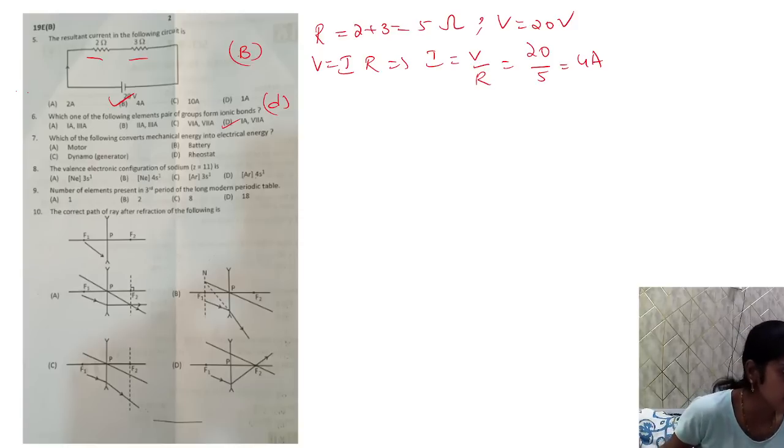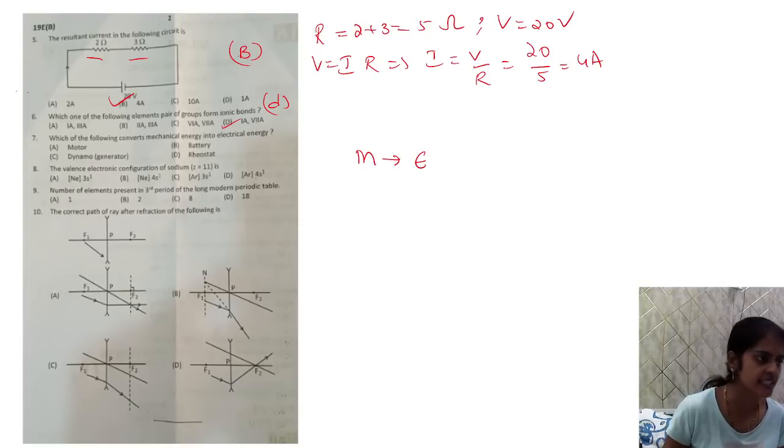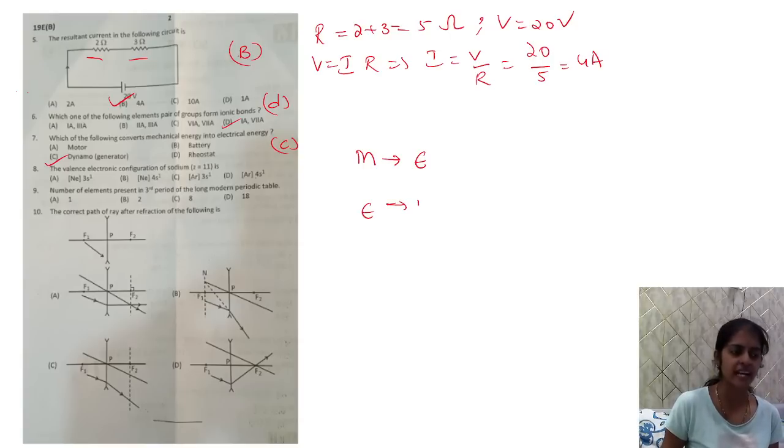Which of the following converts mechanical energy into electrical energy? Mechanical to electrical. Electricity is generated. Who generates it? Generator generates it. Okay. Electrical energy to mechanical energy, it is electric motor. Okay. This is electric motor.